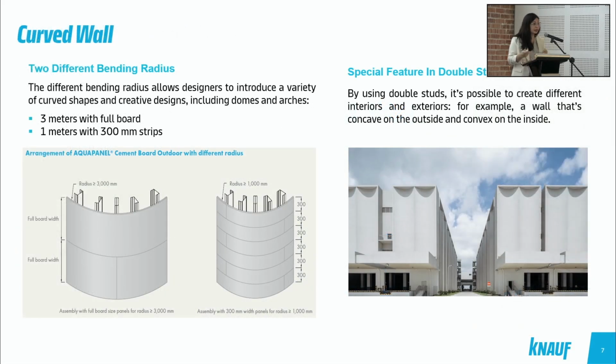As mentioned, it can curve. As a full board, it comes in 1.2 by 2.4 meter size, 12.5 mm thick, and it can curve up to 3 meters. But if you require anything smaller than that, all you have to do is segment it. When segmented at about 300 mm segments, it can curve down to 1 meter. So as an architect, you would love this because it gives you design flexibility.